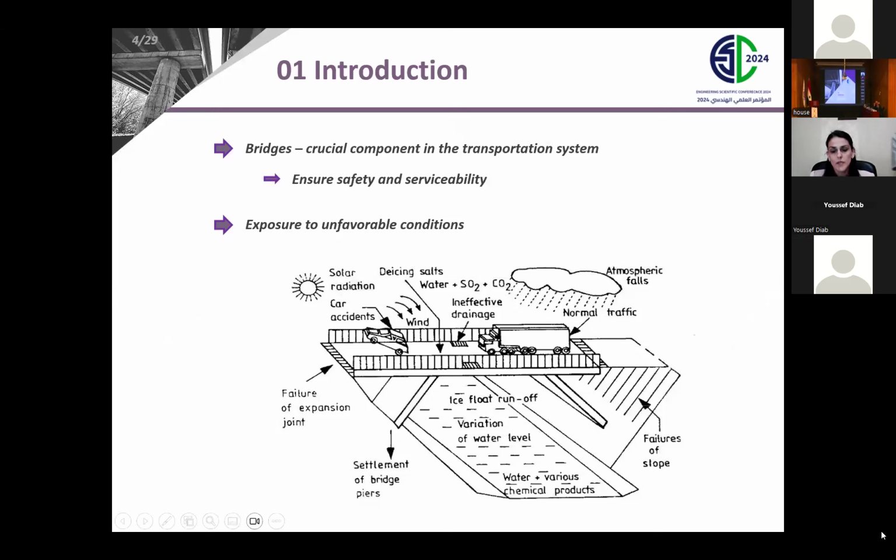Bridges are a main component of the infrastructure of every country, and their safety and serviceability is crucial for ensuring economic growth. However, bridges are exposed to unfavorable conditions, and this leads to different types of damage occurring in structural members and makes bridges more susceptible to deterioration and thus to a shorter lifespan.